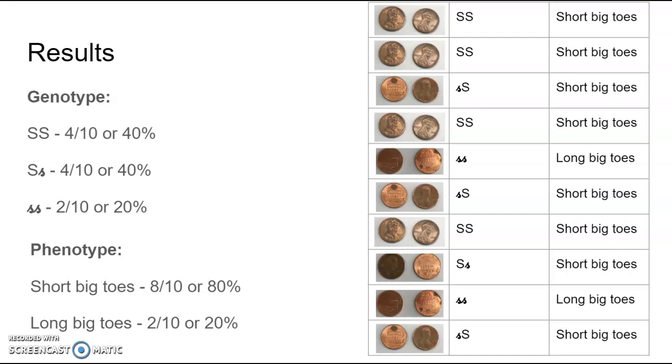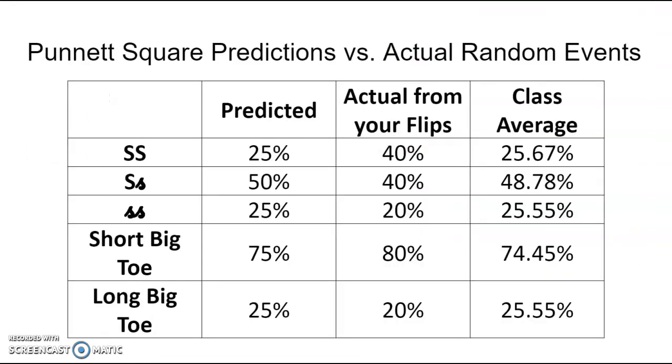If I then compare these actual results with the prediction of a Punnett square, it would look something like this. So my Punnett square says I should have had about 25% homozygous dominant, and I actually had 40%. Should have had about 50% heterozygous, and I had about 40%. I should have had about 25% homozygous recessive. I had about 20%. I should have had 75% with short big toe. I actually got 80%. The prediction is for 25% long big toe, and I ended up with just 20%.